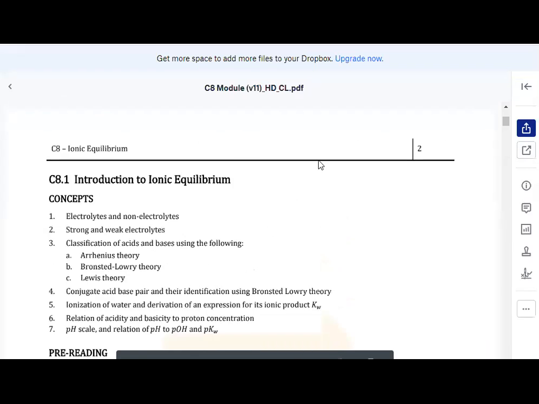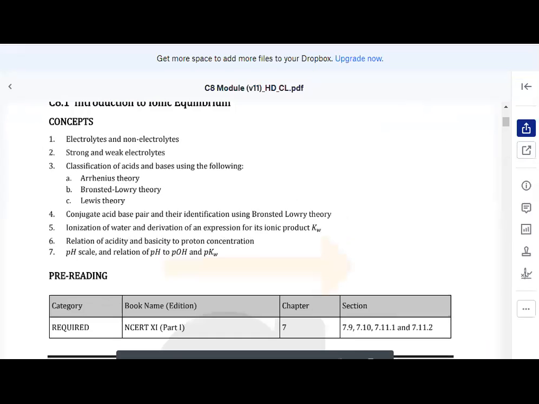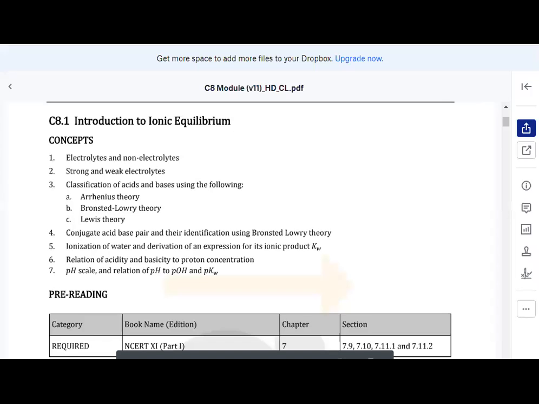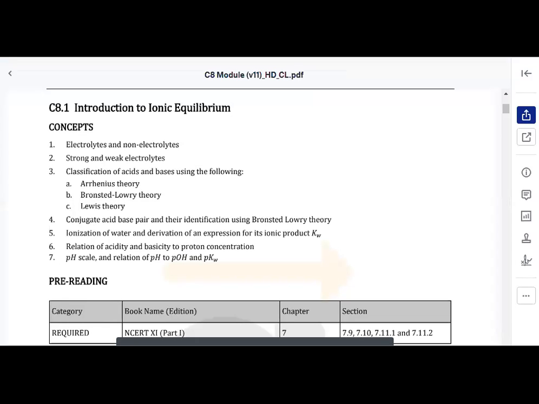So when we talk about the concepts in 8.1, let's see what concepts we have already covered. Electrolyte, non-electrolyte, yes, covered. Strong electrolyte, yes, covered. Classification of acid and base using Bronsted-Lowry, yes. Lewis, no, but we have covered Lewis in chemical bonding. Conjugate acid-base pair, yes. Ionization of water, yes. Relationship of acidity and basicity, yes. pH scale, yes. So we have covered 8.1.